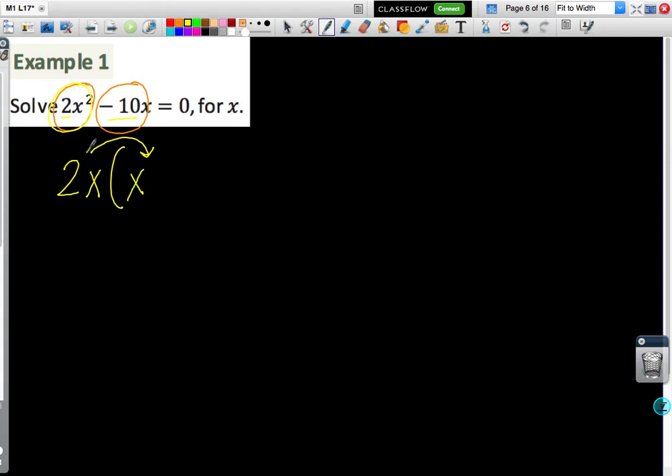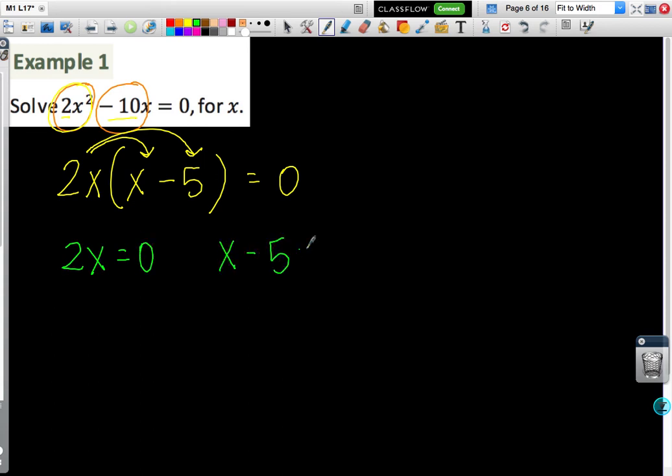Ask yourself again, 2x times what would give me -10x? 2x times -5 would give me -10x. So this is now factored. So set both your factors equal to 0, just like we have been doing on the previous problems, and solve.